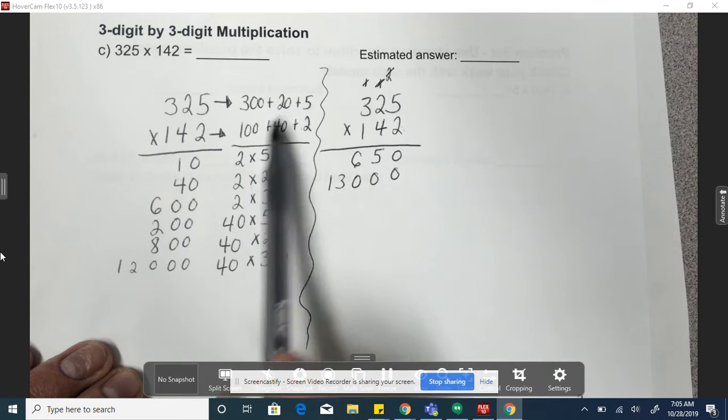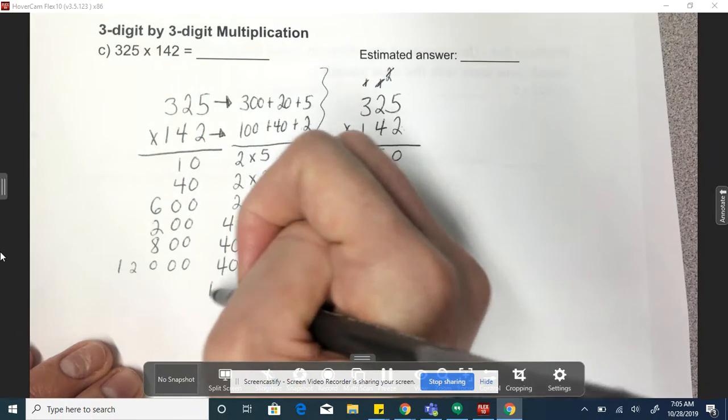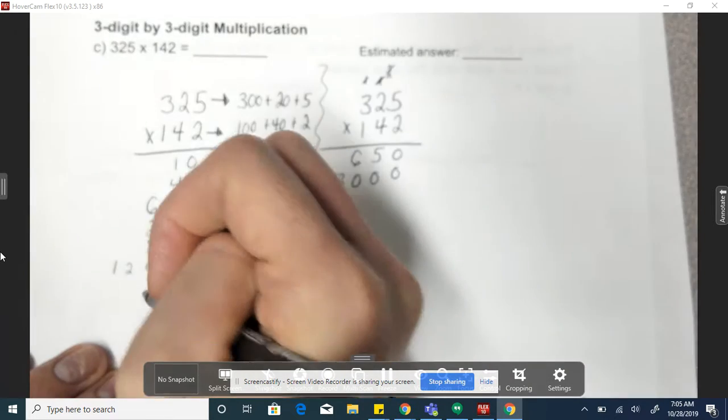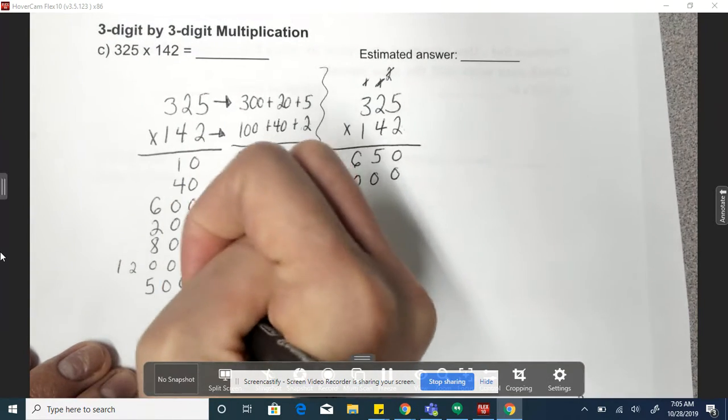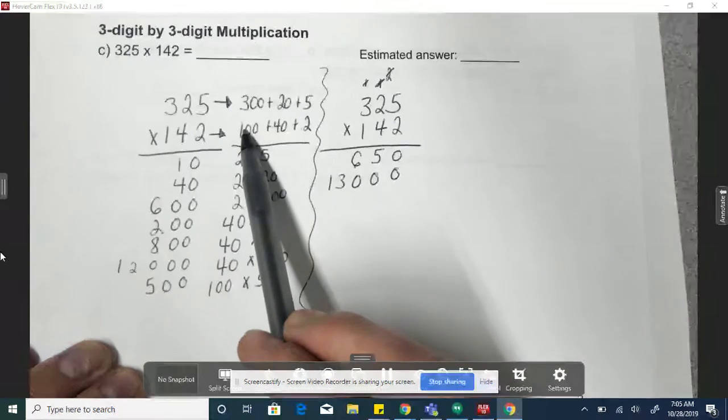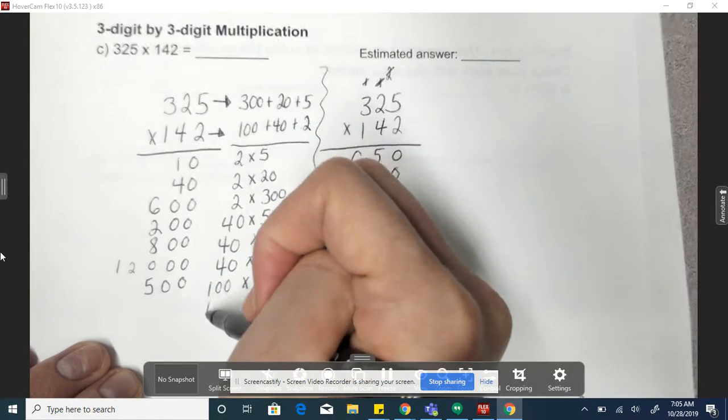So 100 times 5, I'm going to write that down. 100 times 5 we know is 500. I'm going to line up my place values. So we did 100 times 5. Now we're going to do 100 times 20. Getting a little bit bigger.